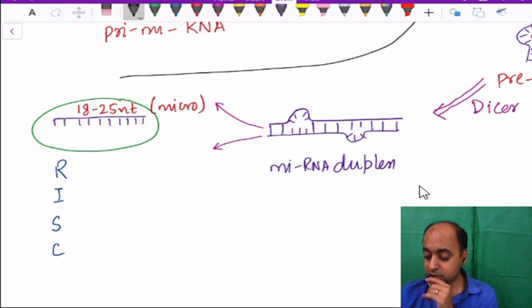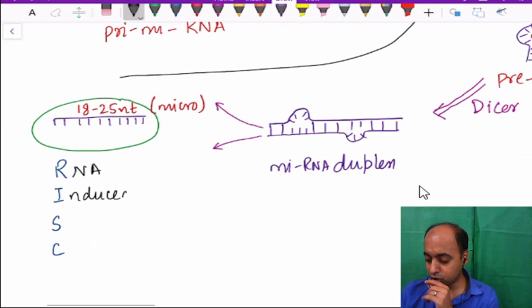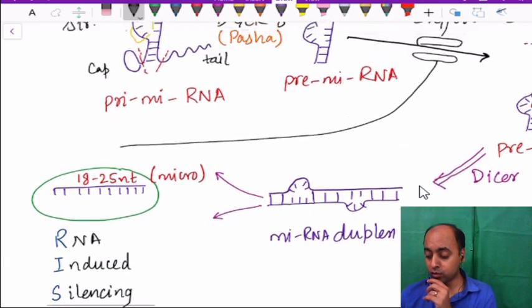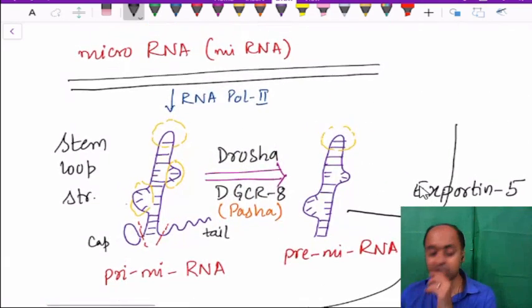The term RISC stands for RNA induced silencing complex. So we'll see the function of RISC, activated RISC. Don't worry, I'll quickly go through the synthesis again and then summarize the information.